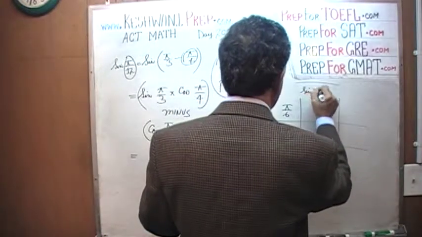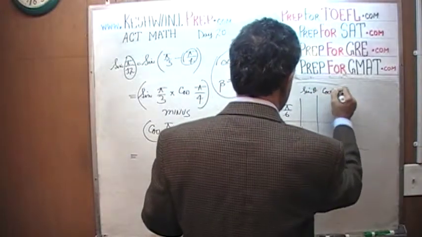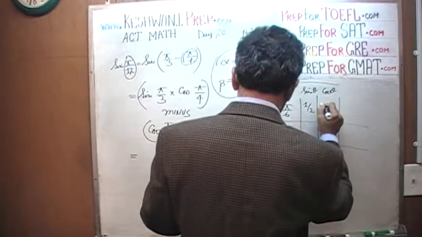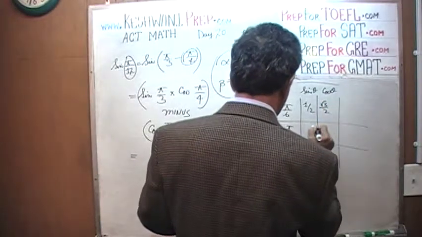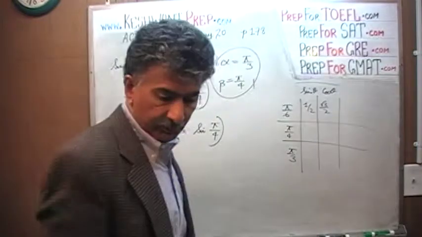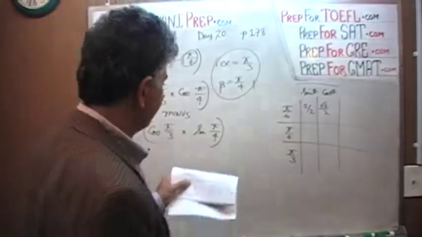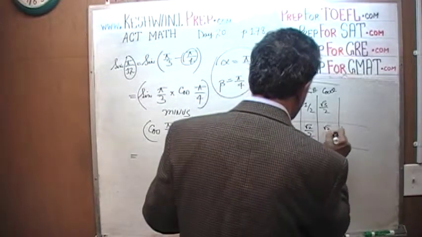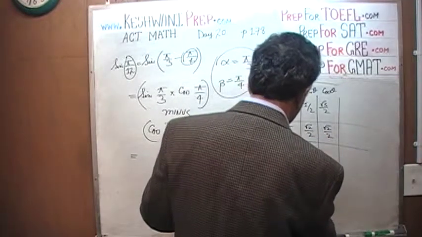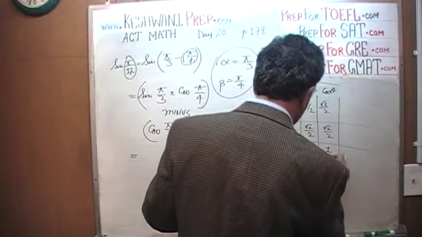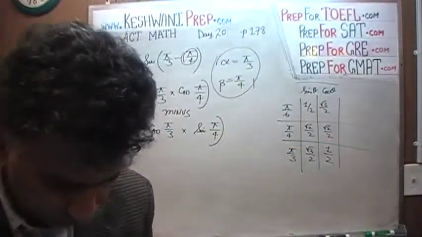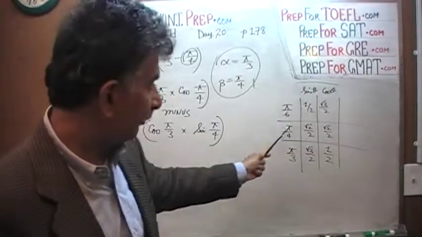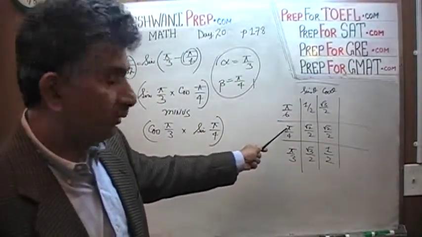Sine of theta, cosine of theta, 1/2, root 3 over 2. Actually, I don't know why we're worried about pi over 6. We don't need pi over 6. Root 2 over 2, root 2 over 2, root 3 over 2, and 1/2. Of course, this part, pi over 4, is going to be root 2 over 2 for both sine and cosine, because pi over 4 is 45 degrees.